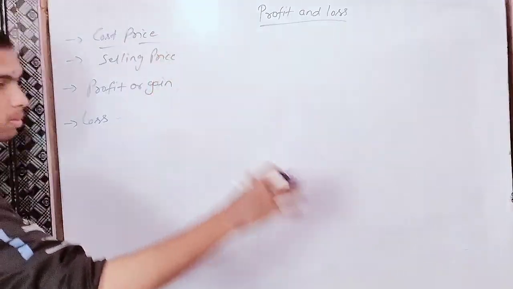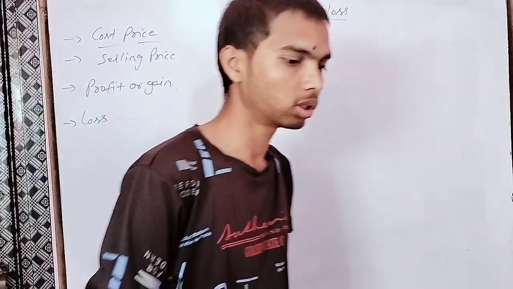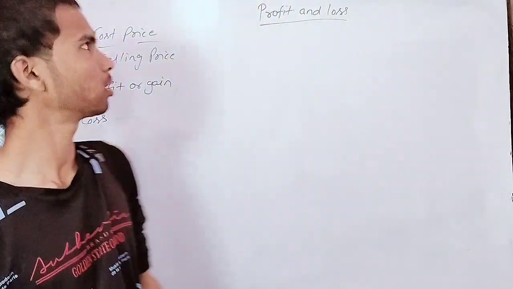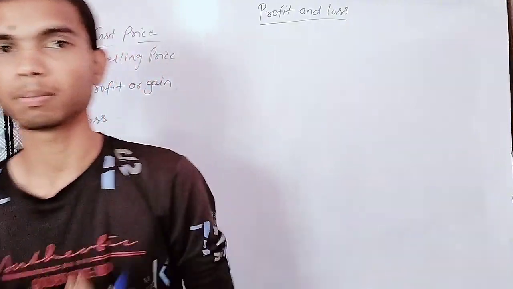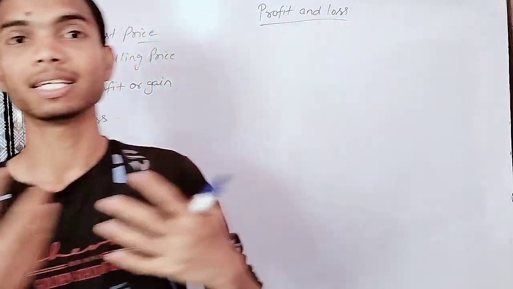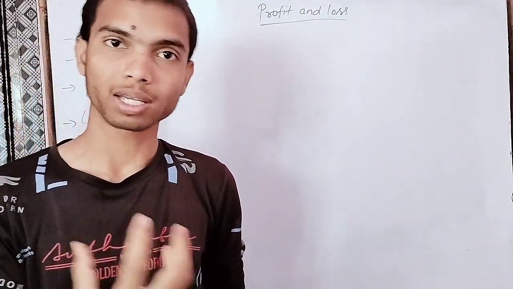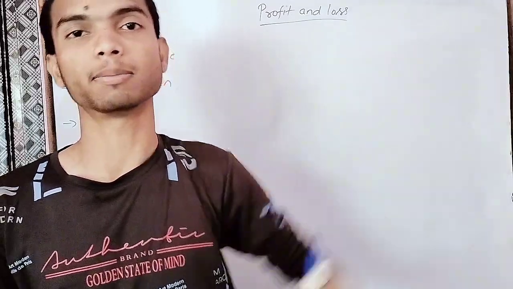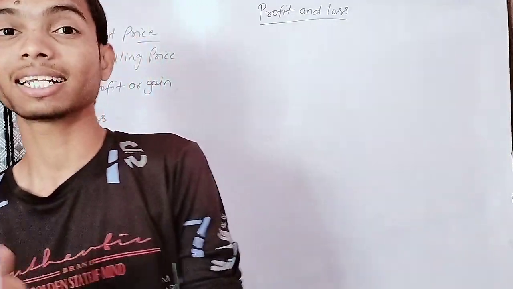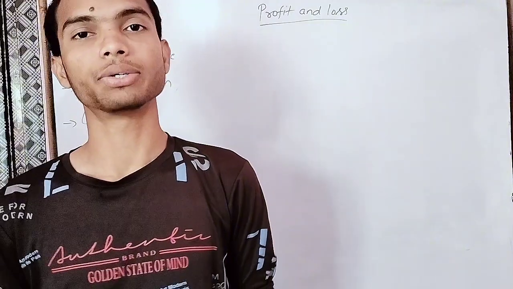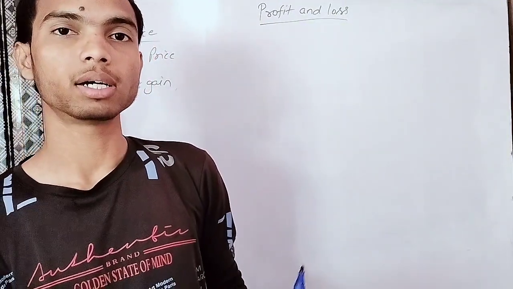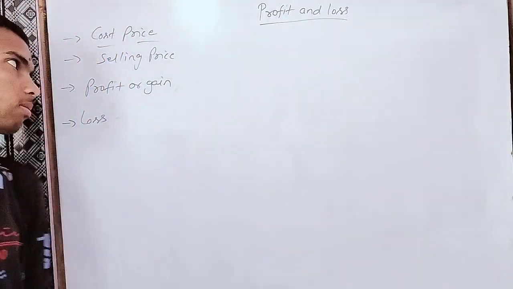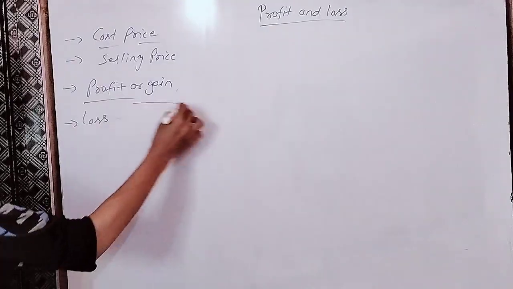So the cost price of something is how much? If a material is being purchased, the price at which it is bought is its cost price. Whereas when a material is being sold, the price it is sold at is the selling price of that material.